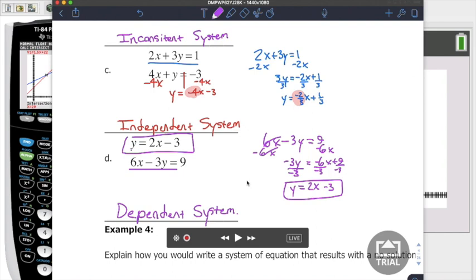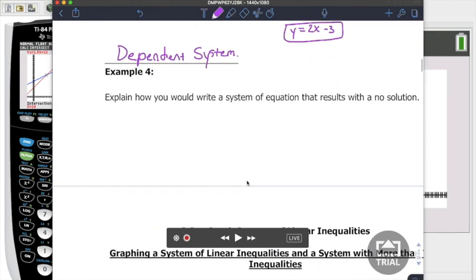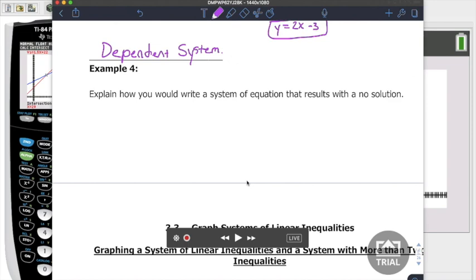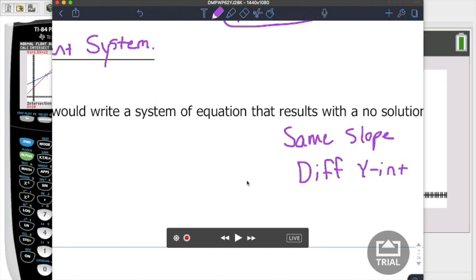All right, I believe the last one we are doing here is to explain how you would write a system of equations that results in no solution. No solution means same slope, but different y-intercept. If you wanted to write an example, you could do something like 10x there for your slopes. Then just make sure one's got one y-intercept and one's got another.